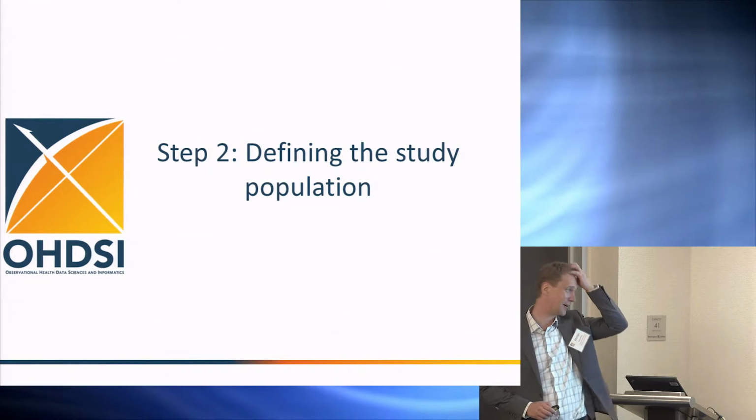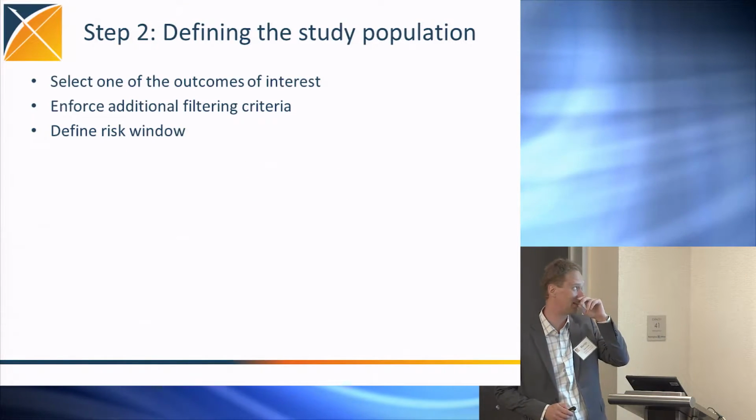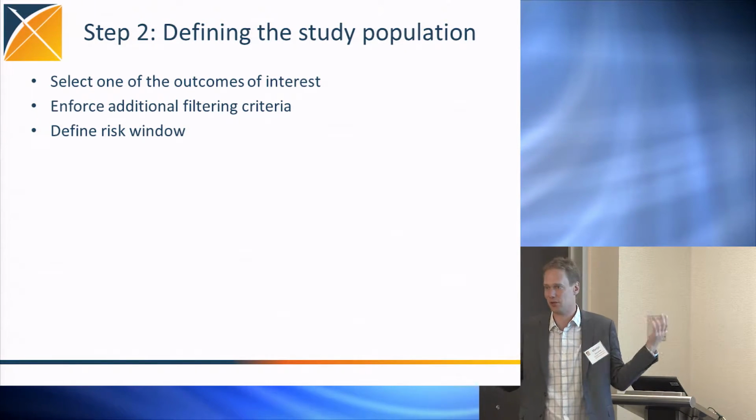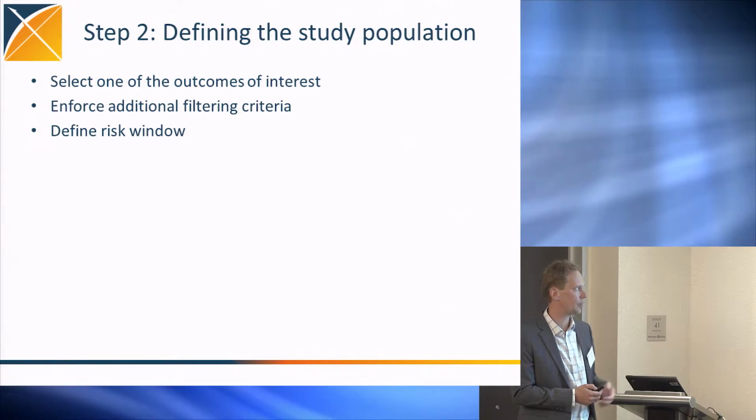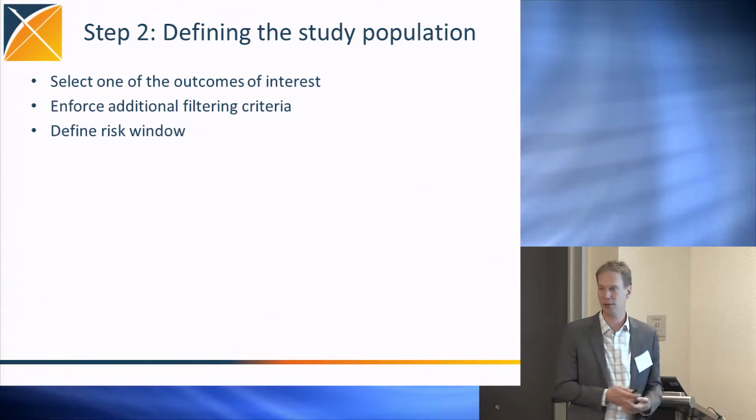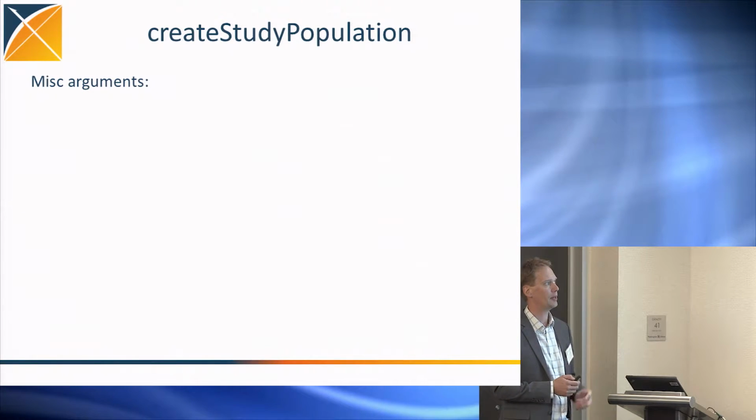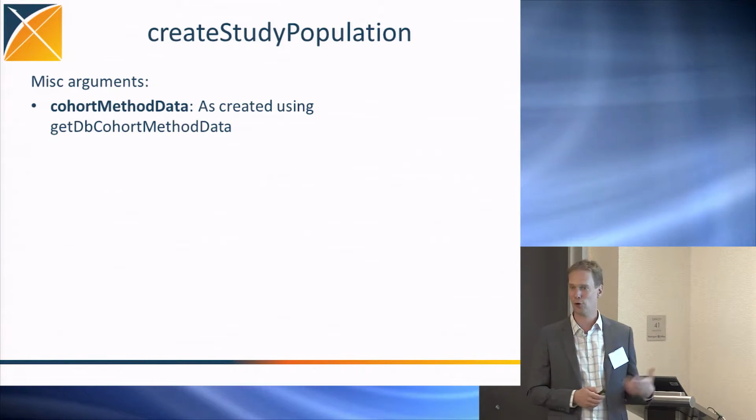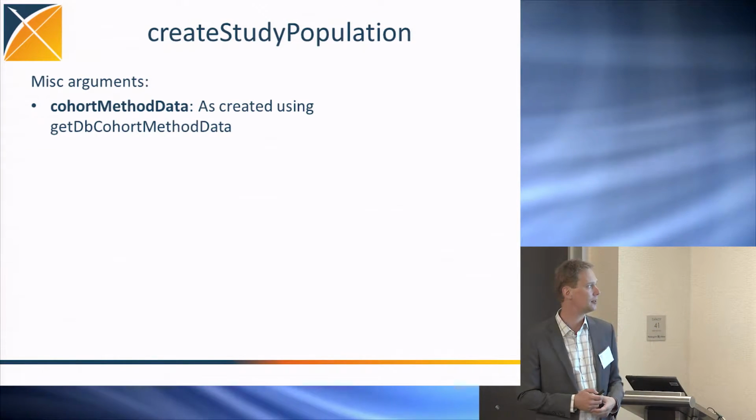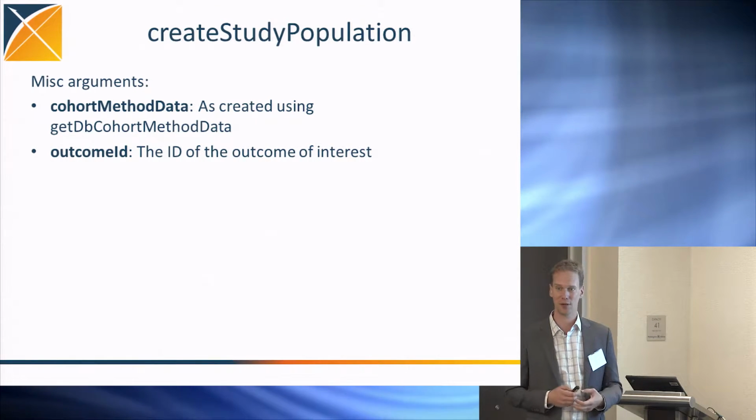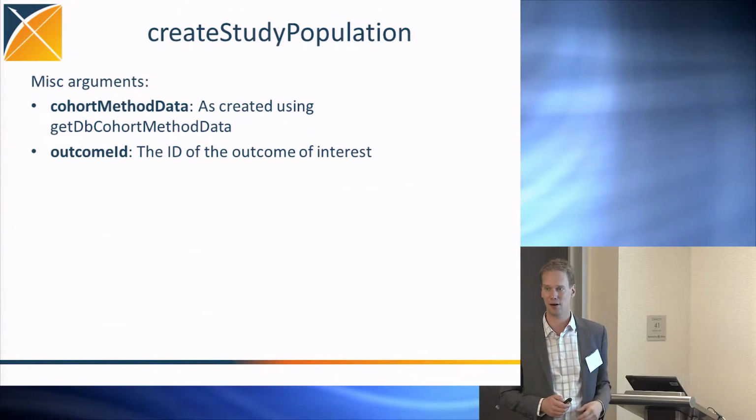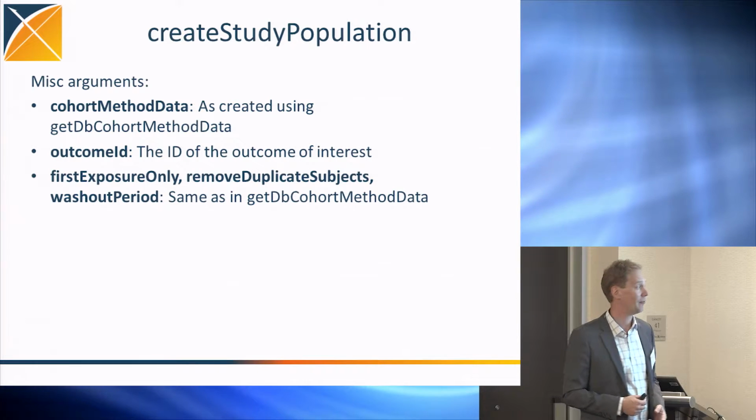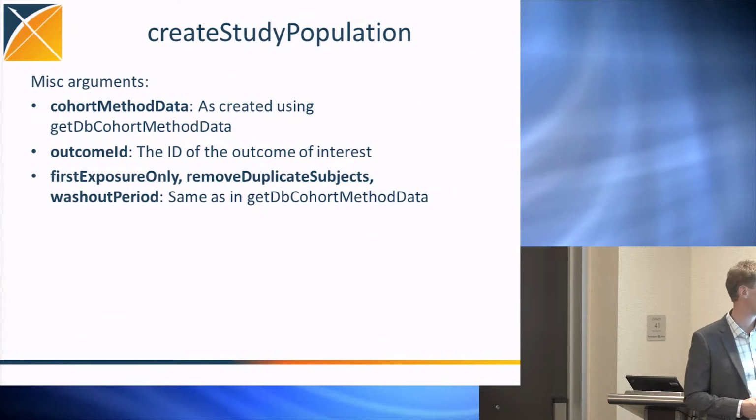All right, next step, defining the study population. During this step, we select only one of the outcomes of interest. In this case, we only have one, but we can enforce additional filtering criteria, and we can define the risk window, as I also showed before. We use the createStudyPopulation function for this, and that has several arguments. For one, the CohortMethodData object that you've just extracted. The outcome ID, so the ID of the outcome that you're interested in, and in this case you actually can leave this argument out because there is only one. It will automatically pick the one that's in there. You have here again, first exposure only, remove duplicate subjects, and washout period.